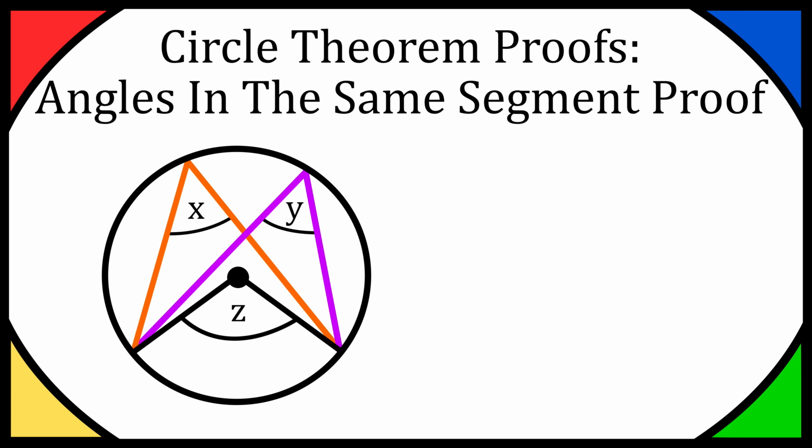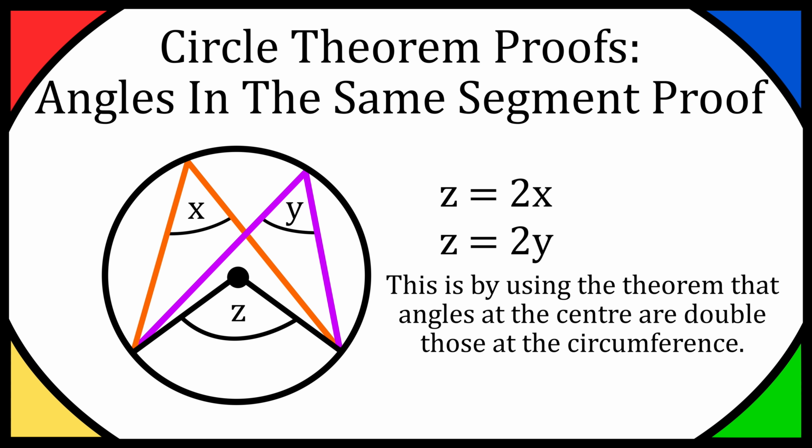Now because of the previous theorem, we know that Z is equal to 2X and Z is equal to 2Y. Now why do we know that? That's because we're using a previous theorem that the angle in the center is twice that of the circumference. This is one of the circle theorems and you will have to prove it, and I will do a video on that. So we're using the previous theorem to help us prove this theorem, if that makes sense. So it's kind of like, I don't know, Inception or something.